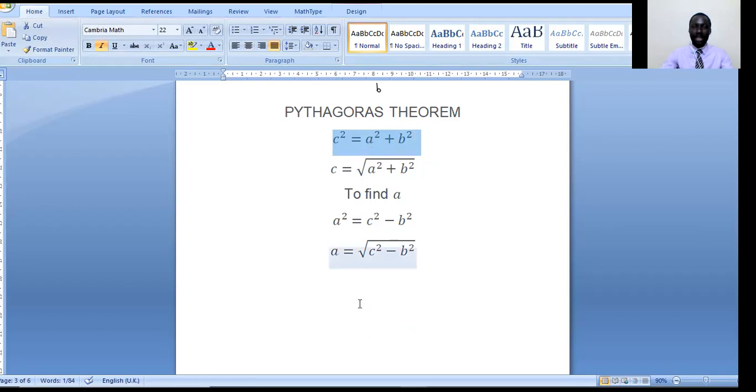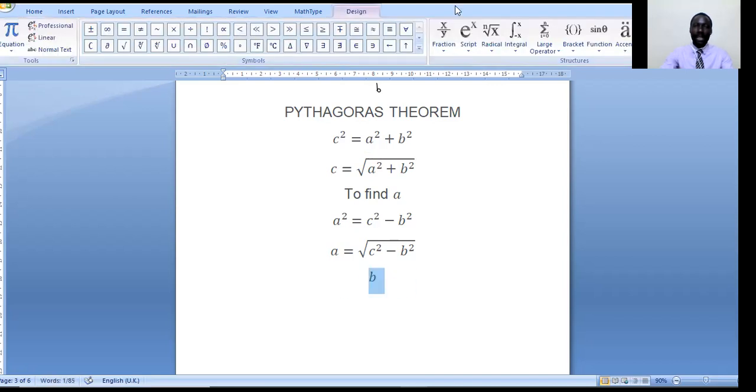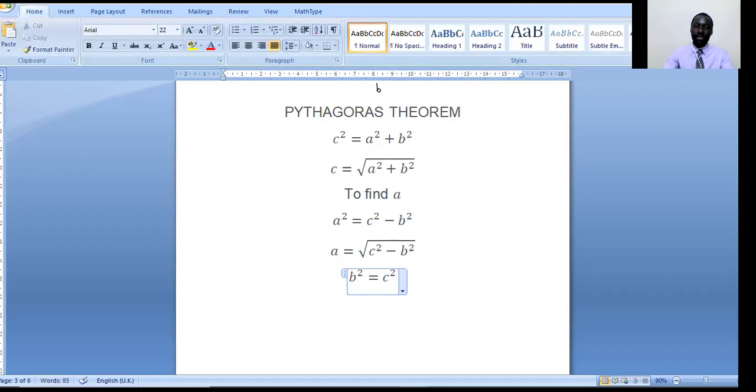So that will give us B squared on one side of the equal sign. And on the other side, remember, you can put it on the left-hand side or on the right-hand side. There is no problem with that. It will not affect your final answer. So we will say B squared equals C squared minus A squared.